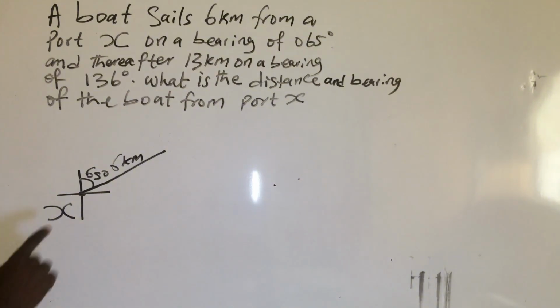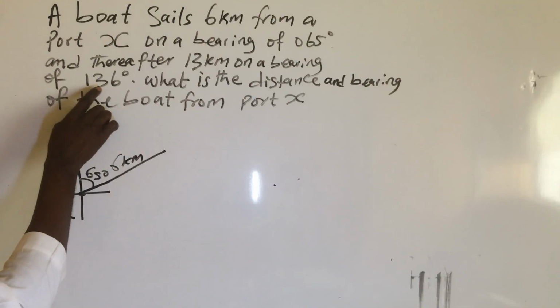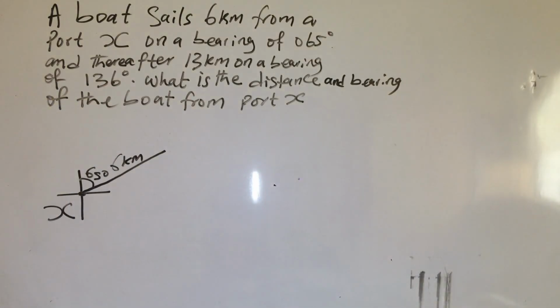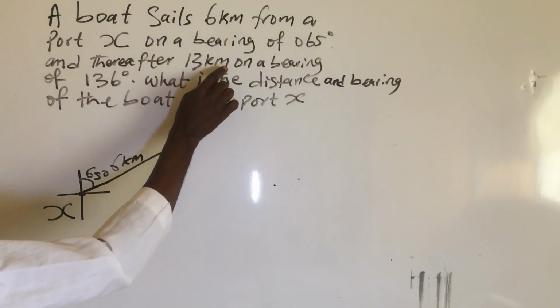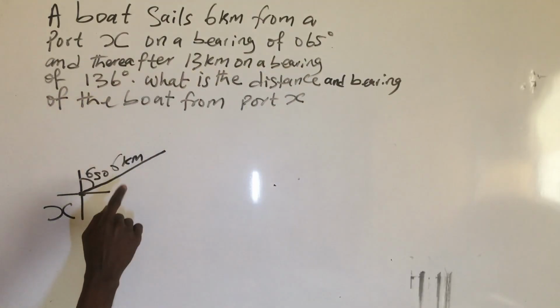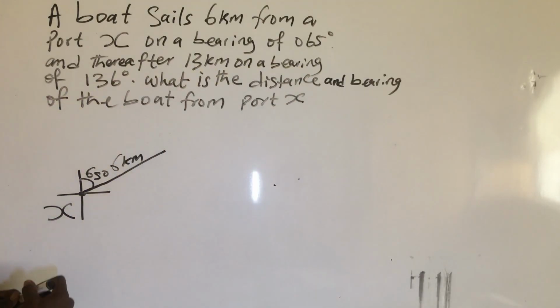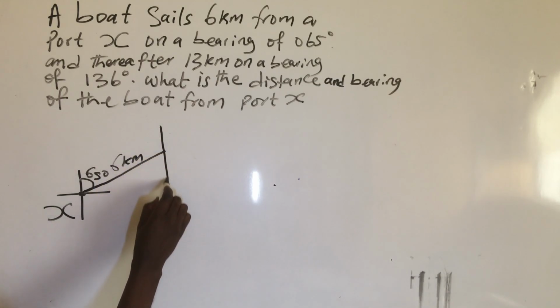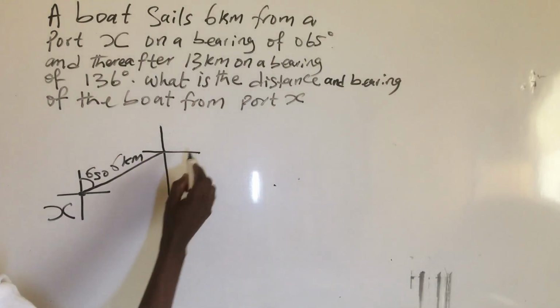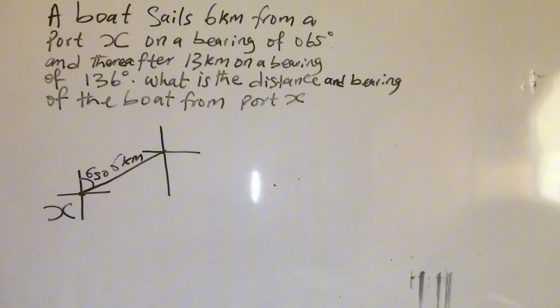Now, when it reaches 6 kilometers, this boat changes direction to move another side, okay? It changes direction, and the direction it changes to is 136 degrees. Thereafter, the boat moves 13 kilometers on a bearing of 136. So it changes the bearing to 136. We now get our four cardinal points, okay? So this is where it changes the direction.